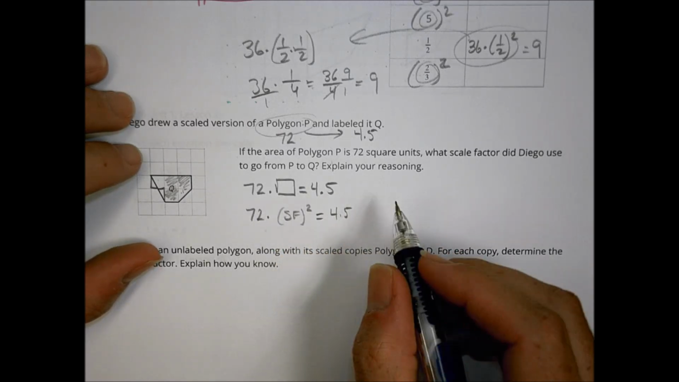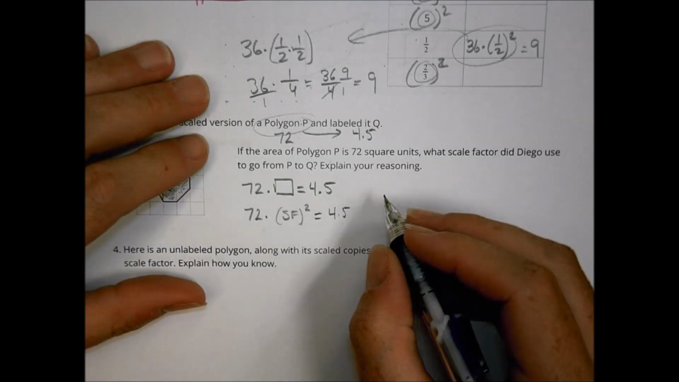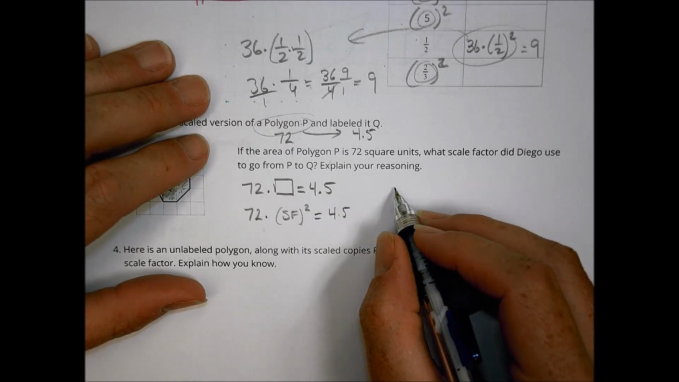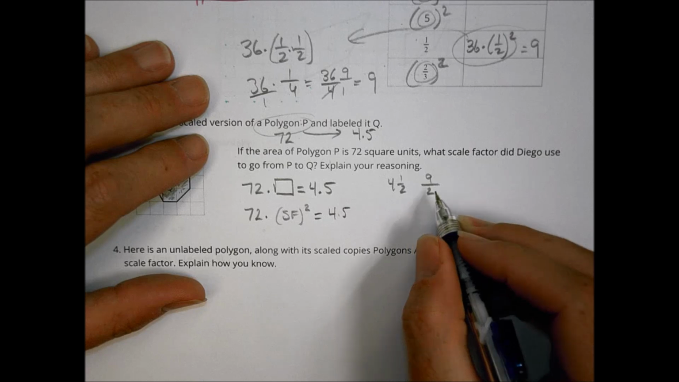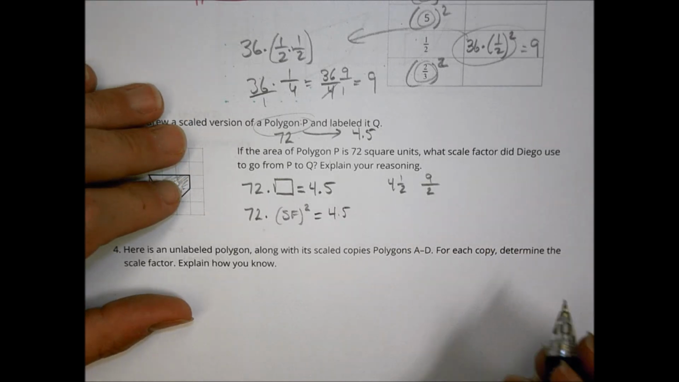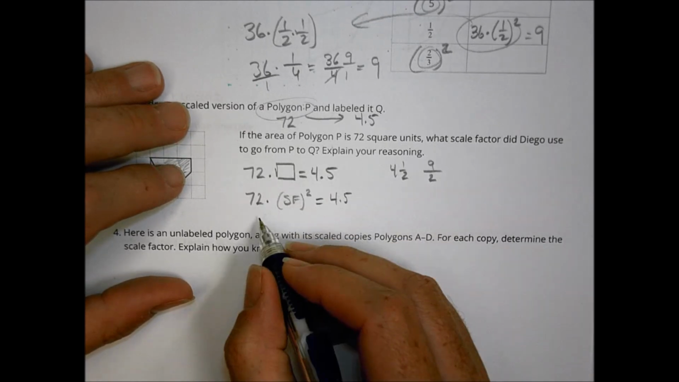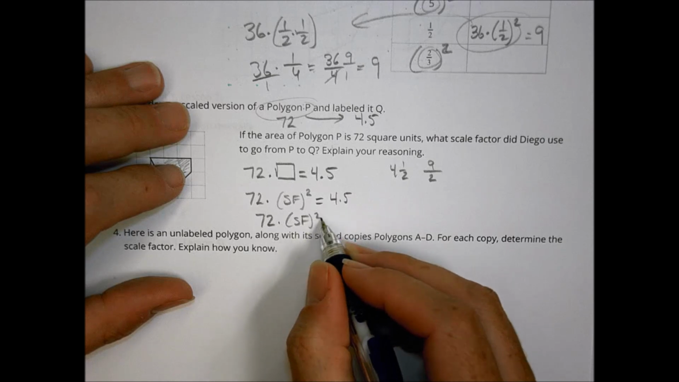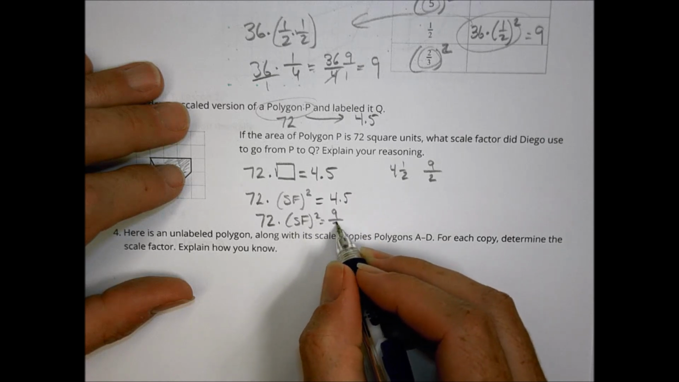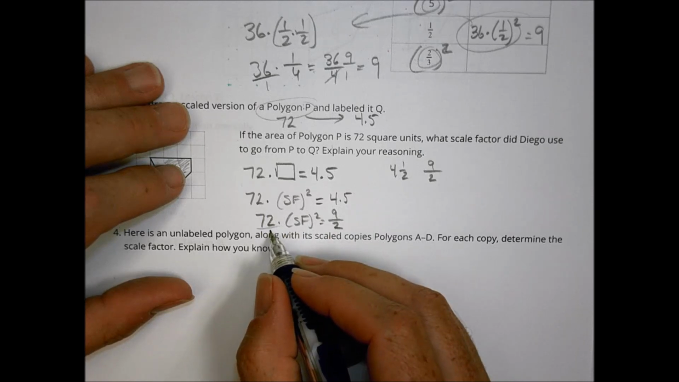I could also say that instead of 4.5, it is 9 over 2. Depends on what you want to work with there. I know a lot of you guys like to put things into decimal form. I actually prefer fractions. So I'm going to do 72 times the scale factor squared equals 9 over 2. I want to do that because I want to go ahead and multiply by the reciprocal here.